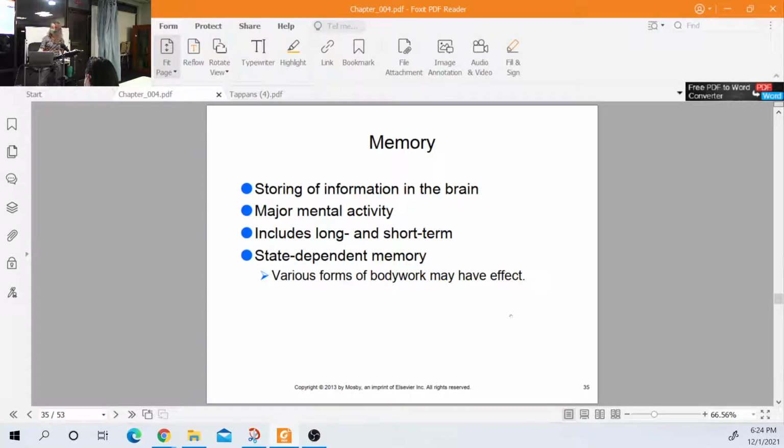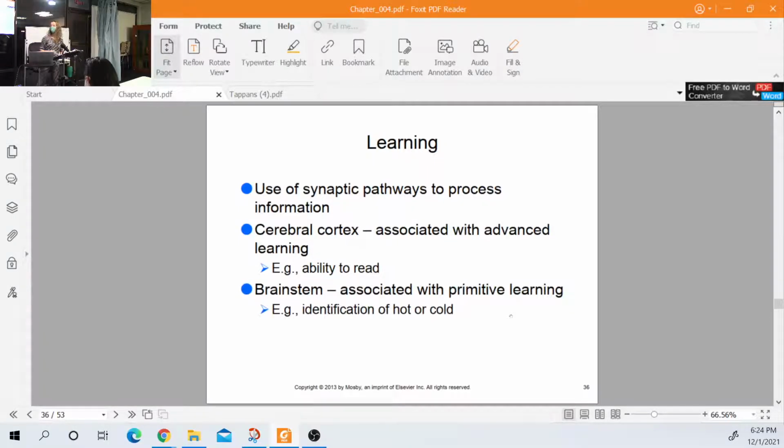All right, learning. Learning is learning how to use these pathways to process information. Advanced learning, like being able to read, is part of the cerebral cortex. The brainstem is just very basic, primitive stuff, like is this hot or cold, because if that's going to burn me or freeze me, I need to not leave my hand there. That's going to be in the brainstem. Very basic functional survival skills.